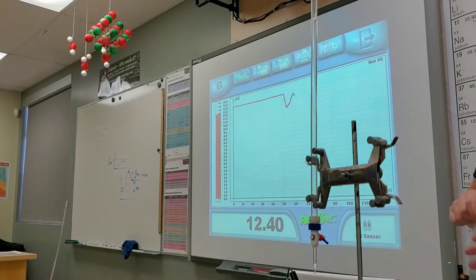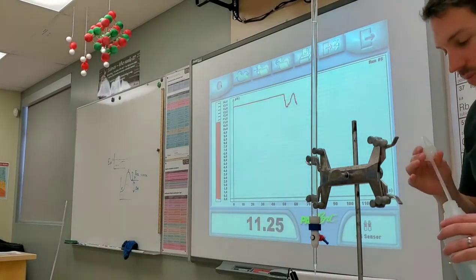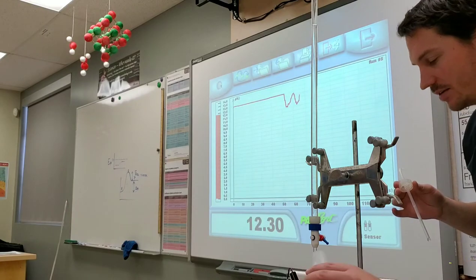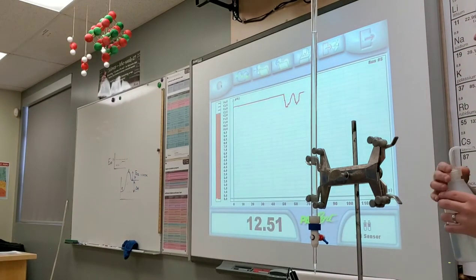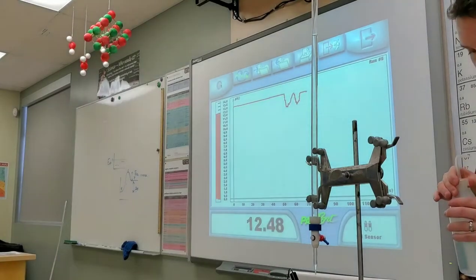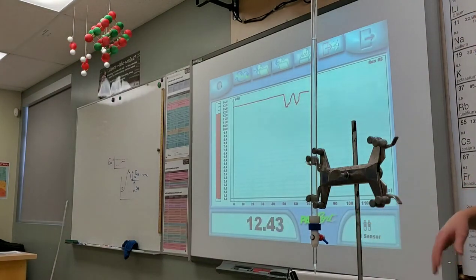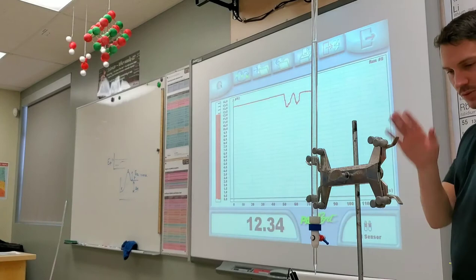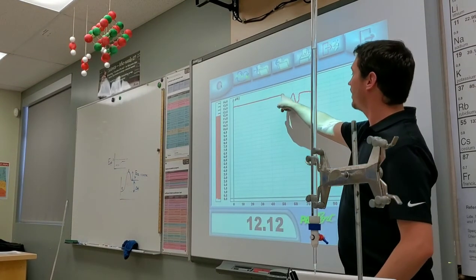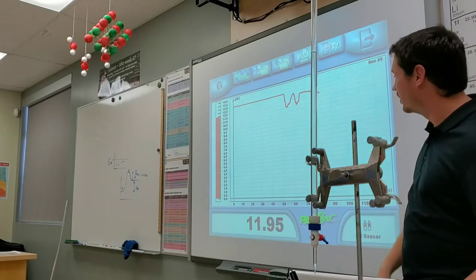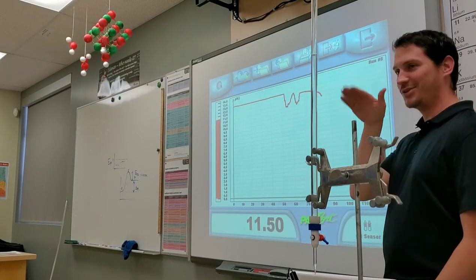Uh-oh. I think it's not reading properly because there's not enough volume there. There we go. Whoops, sorry. The pH probe, just the liquid, the water level just wasn't high enough for the pH probe to read it. So all you've got to do is imagine that this kept going. Don't worry about the blips.